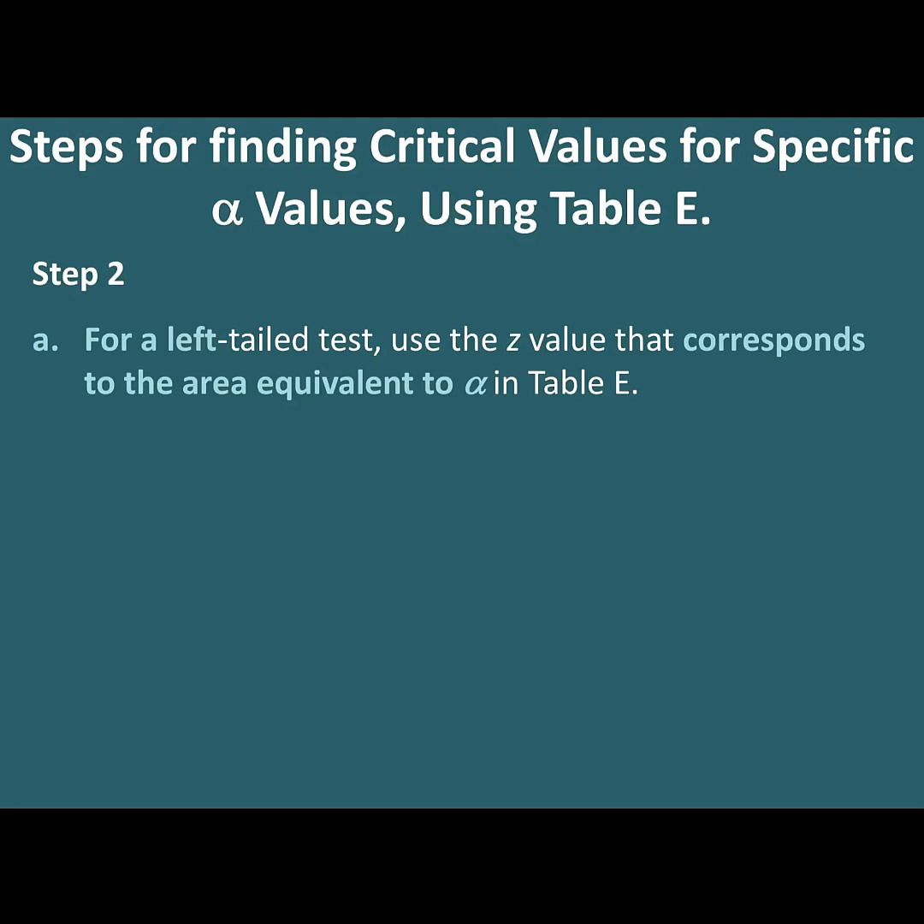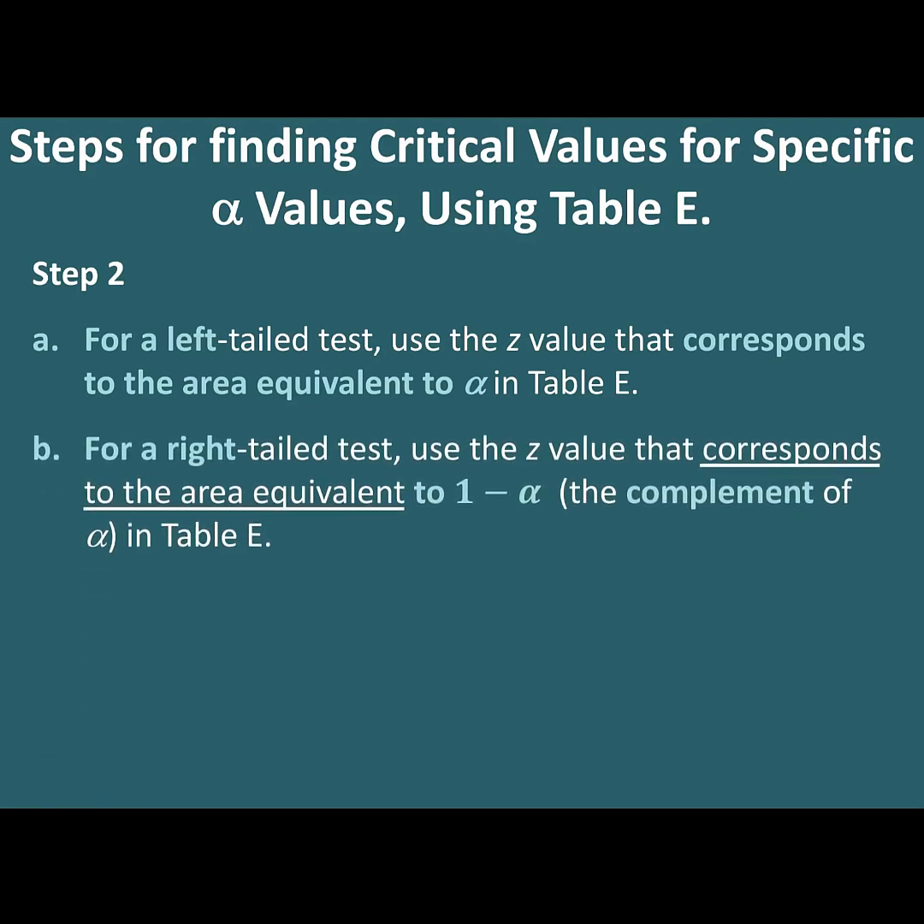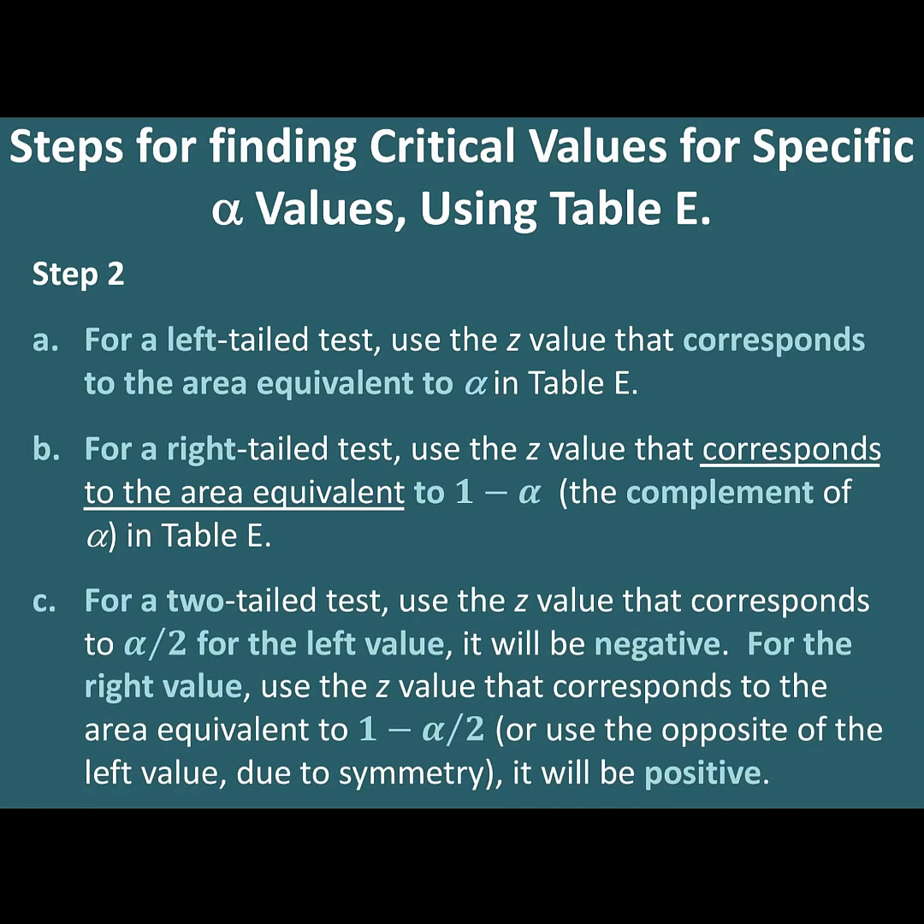For a left-tailed test, we use the z-value that corresponds to the area equivalent to alpha in the table. For a right-tailed test, we use the z-value that corresponds to the area equivalent to the complement, that is, 1 minus alpha. For a two-tailed test, we use the z-value that corresponds to alpha divided by 2 for the left value. It will be negative, of course. For the right value, we use the z-value that corresponds to the area equivalent to 1 minus alpha over 2, or use the opposite of the left value due to symmetry. This will be positive.